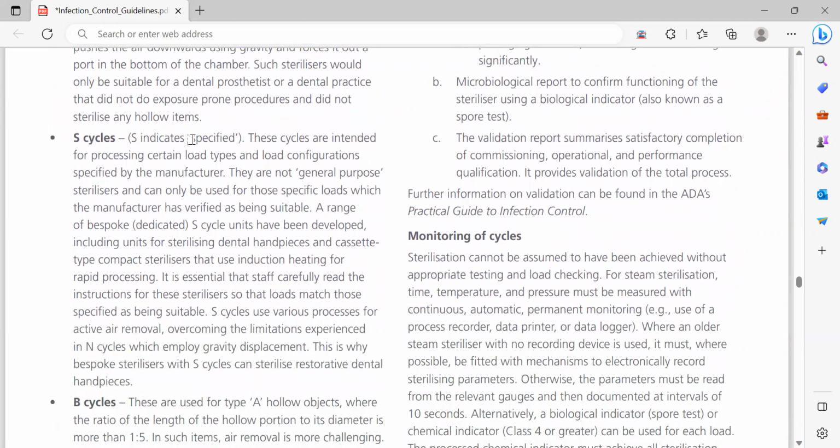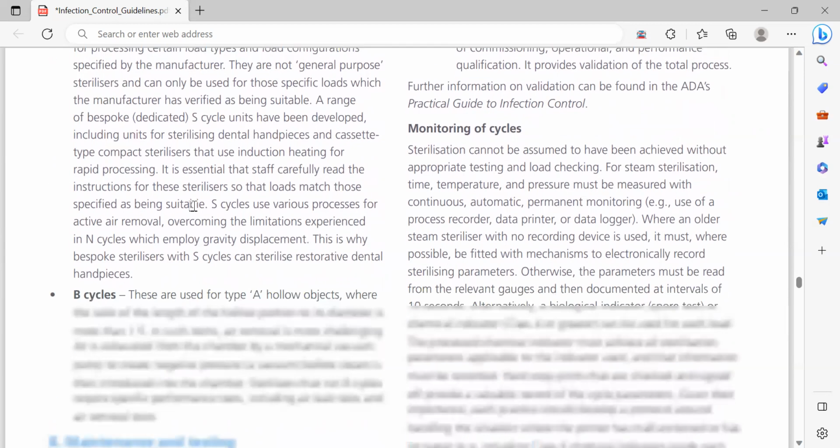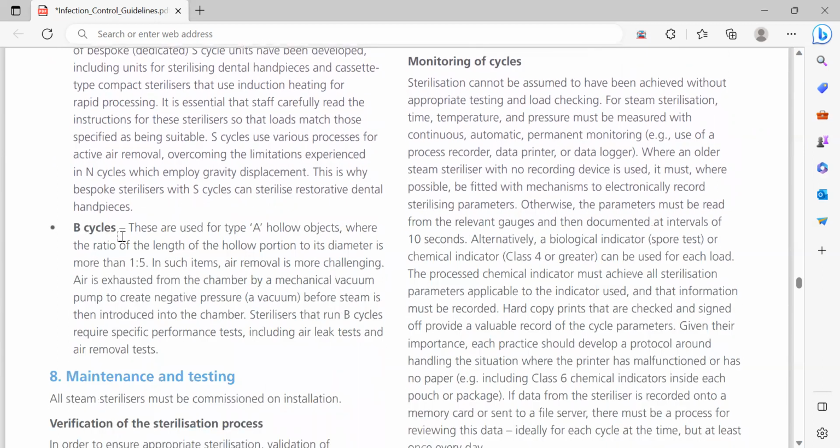Then the S cycle means any specified items. These cycles are intended for processing certain load types and load configurations, for example the scaler tips. They should be done under the gentle process. So when you are sterilizing those tips, you cannot put any other load. So they are specified cycles. That is the S cycle. But in routine, we use the B cycle.